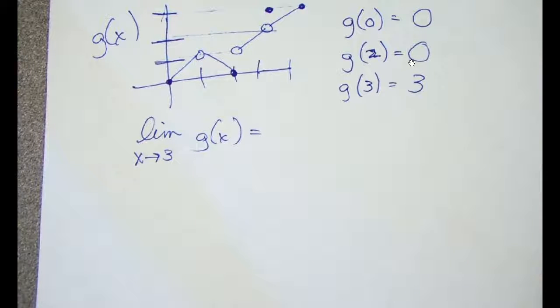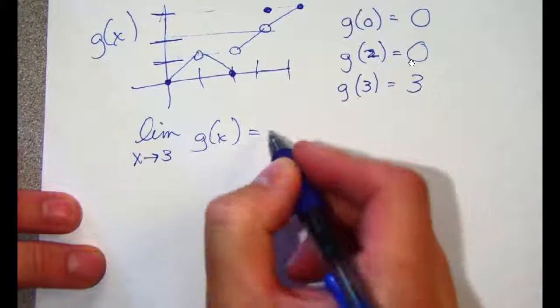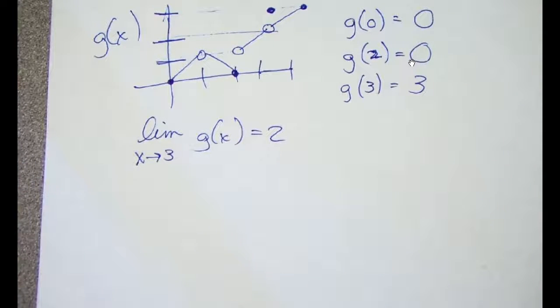So the limit as x approaches 3, if I'm coming from this side, it looks like I'm going toward a y value of 2. Going from this side, it looks like I'm going toward a y value of 2. First of all, it has to match. Second of all, I don't want to get into that yet. So yeah, it has to match from both sides. And you're looking at where it looks like it would be going, not necessarily where it is. Sometimes those are the same, sometimes they're not.